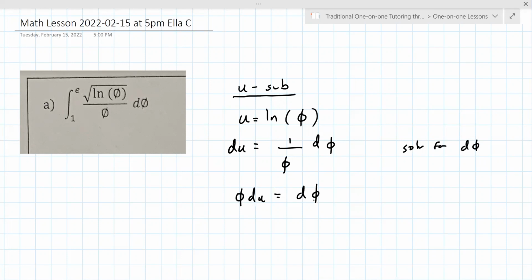Okay. Anything I've done, is this okay? Because it looks like a bunch of these are u substitution problems. Yeah, that's okay. Okay.